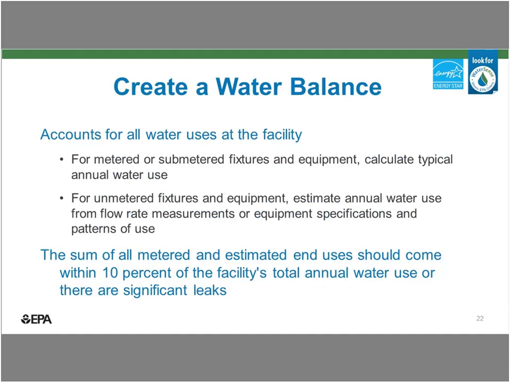So when you add all of these things together, the sum of all of the metered usage, all of your water meters' usage, and all of the estimated ones where you don't have a water meter, should be about the same thing as, within 10%, excuse me, of the total annual water use. Otherwise, you could have a huge leak.